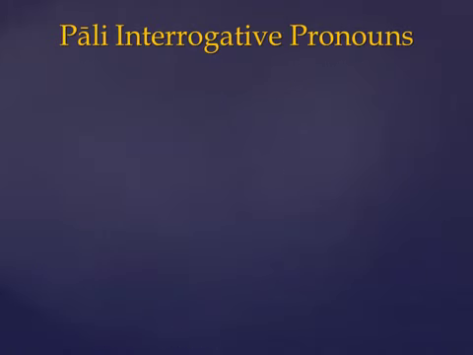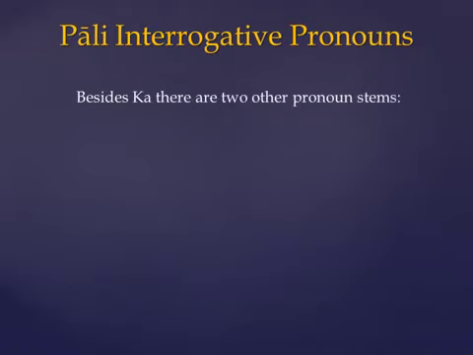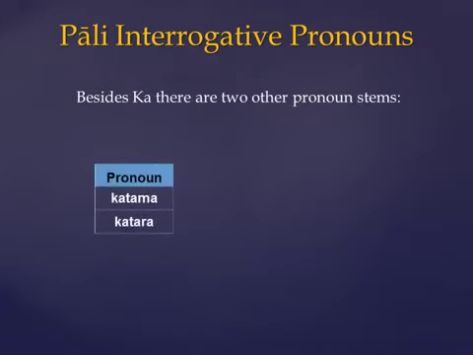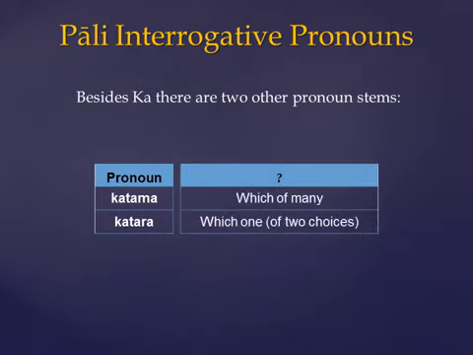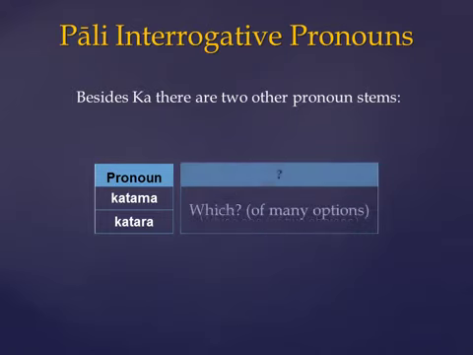Okay. Now, beside pronouns formed from the stem ka, there are a couple of other pronouns which can be used in an interrogative sense, and they are katama and katara. These both take the meaning which. Now, you might see in the guidebooks that katama is which of many, and katara is which of two choices, but in practice, both seem to be used as which of many choices.